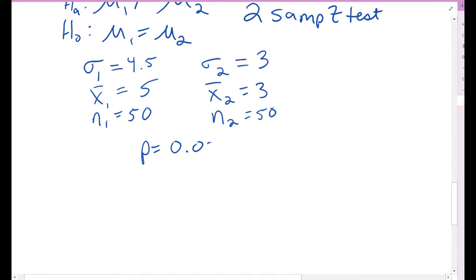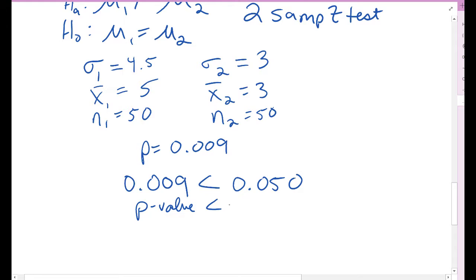The p-value is 0.009, which means we're ready for our decision. We take our p-value and compare it to the alpha, the level of significance, which was 0.05. Add an extra 0 for easier comparison. 0.009 is less than 0.050, so we're in a scenario where the p-value is less than alpha, which indicates we should reject the null hypothesis.